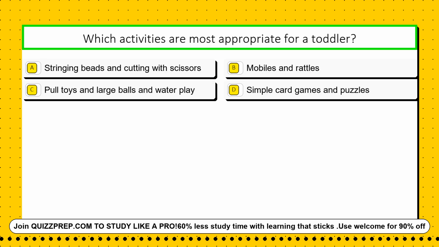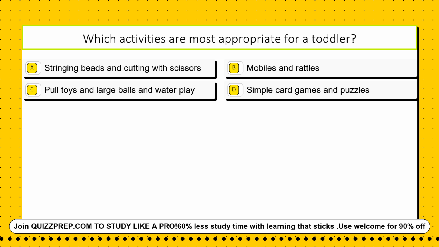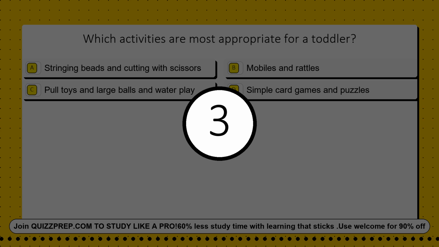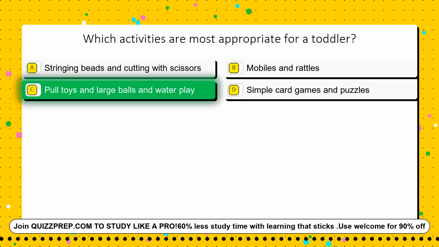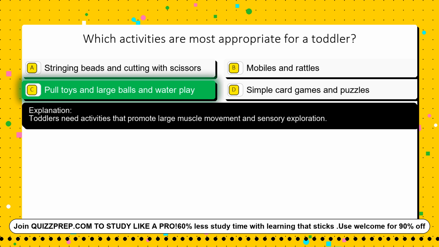Question 118. Which activities are most appropriate for a toddler? Option A. Stringing beads and cutting with scissors. Option B. Mobiles and rattles. Option C. Pull toys and large balls and water play. Option D. Simple card games and puzzles. The correct answer is option C. Pull toys and large balls and water play. Toddlers need activities that promote large muscle movement and sensory exploration.